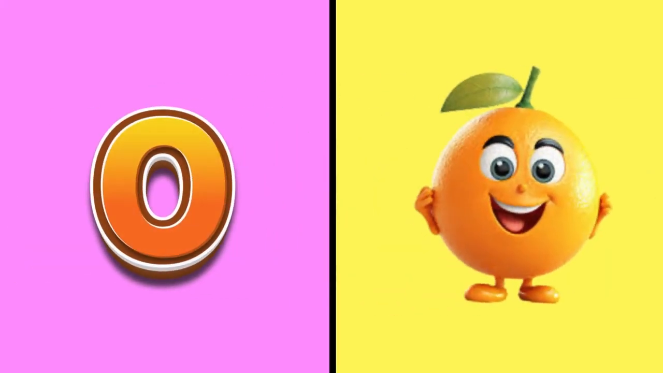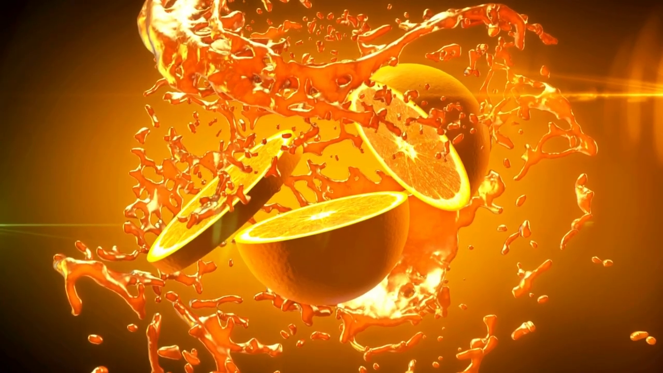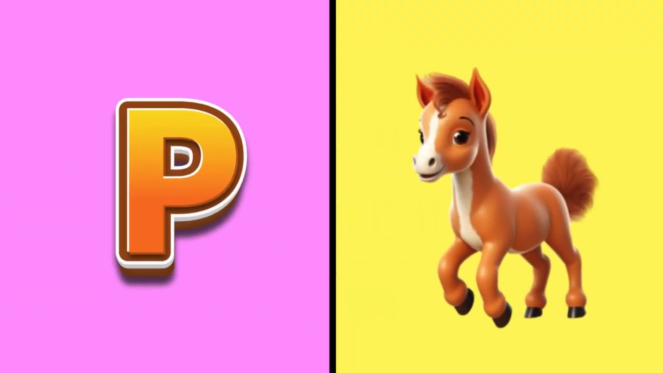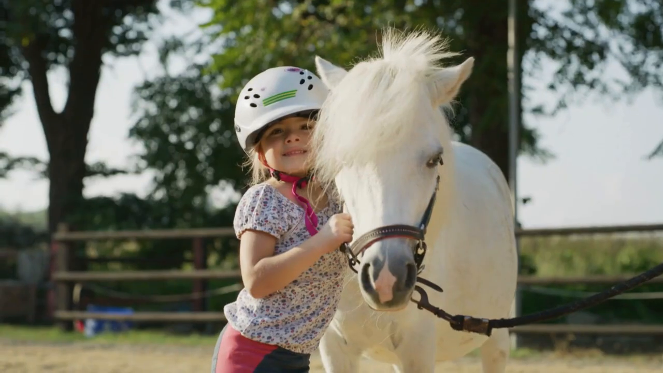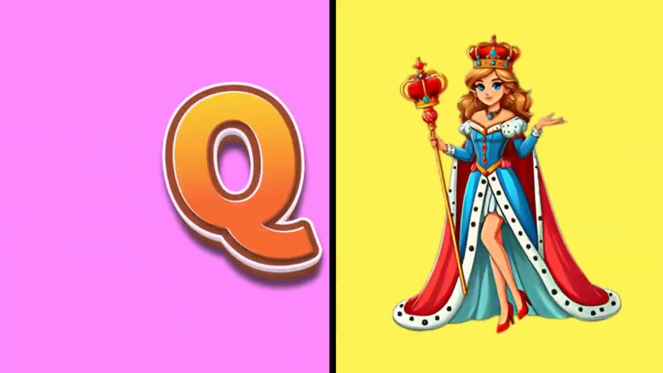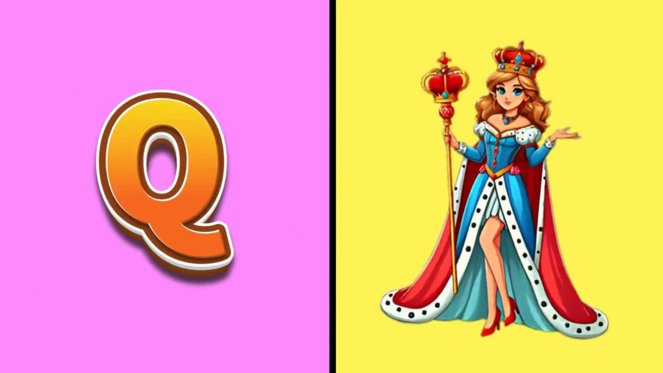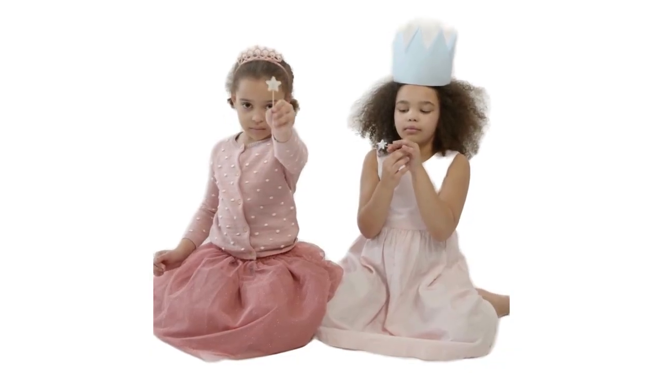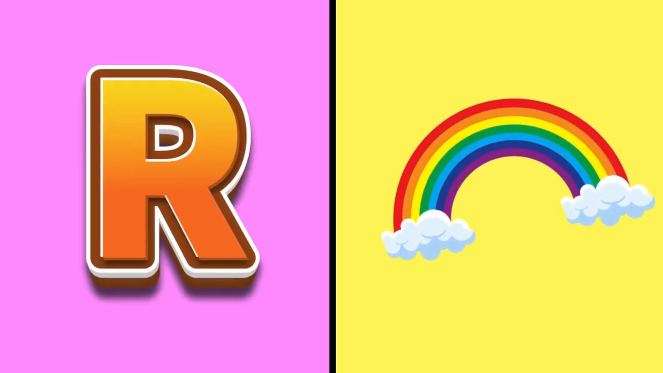O is for orange. O, orange. P is for pony. Pony. Q is for queen. Q, queen. R is for rainbow. R, rainbow.